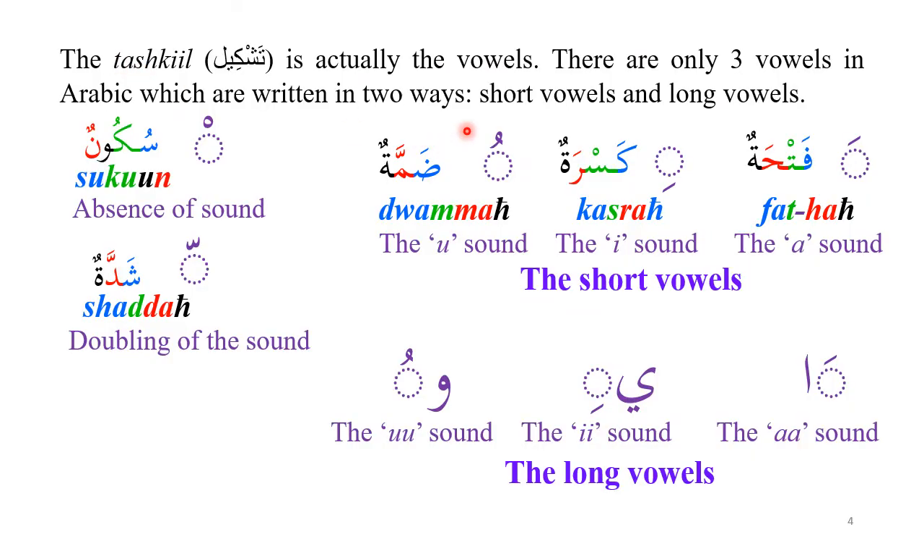The tashkil is actually nothing but the vowel sounds, and the vowel sounds in Arabic are written in two ways, with the fatha, the kasra and dhamma, representing the a, e and u sound, which is the short vowels, and then if it is associated with alif, ya and waw, then it would be the a, e and u sound, which are the long vowels.